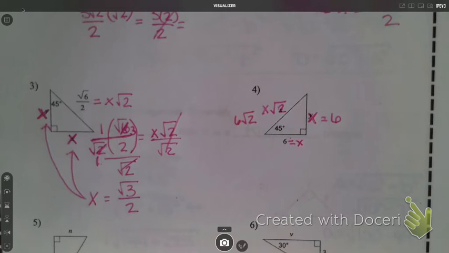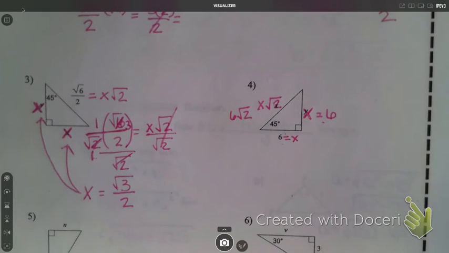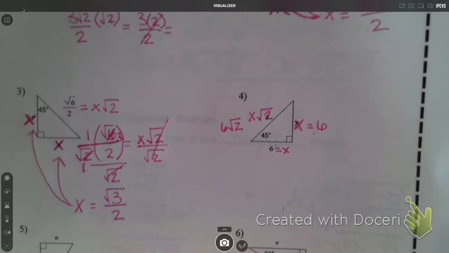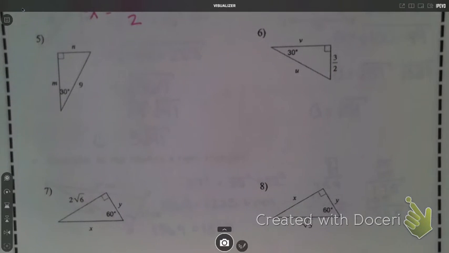Did you get x, 6, 6, 6 square root of 2? I got 6 square root of 2 and then 6, 6. Well, they gave you 6, so the 6 was just the other side. Oh, okay, that makes sense. Because on a 45, they just have the same sides. Okay. Now I'm going to go to 30, 60, 90, where we have to find all 3, right? So we're going to do our ratios.